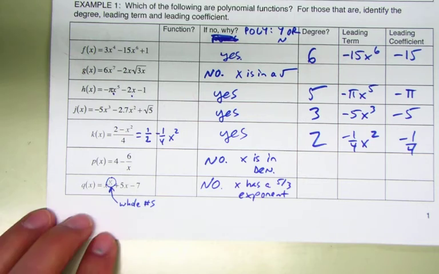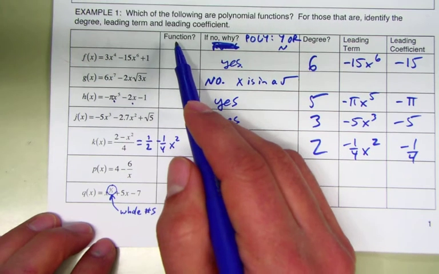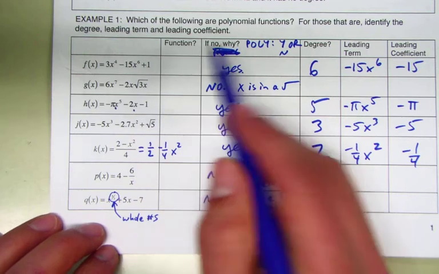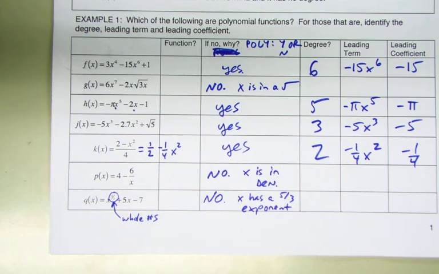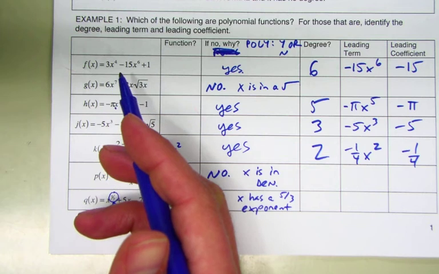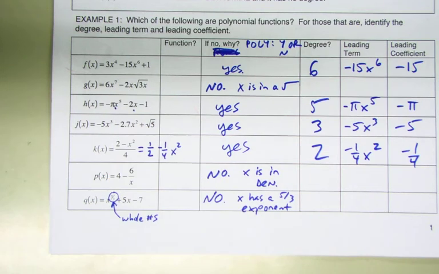I think what they meant here by function is not "is it a function," but "is it a polynomial?" So we kind of did everything we needed to do here. All right. Are there any questions on this first page? So far you just need to be able to identify that's a polynomial, here's the degree, here's the leading term, here's the leading coefficient, and this is not a polynomial.